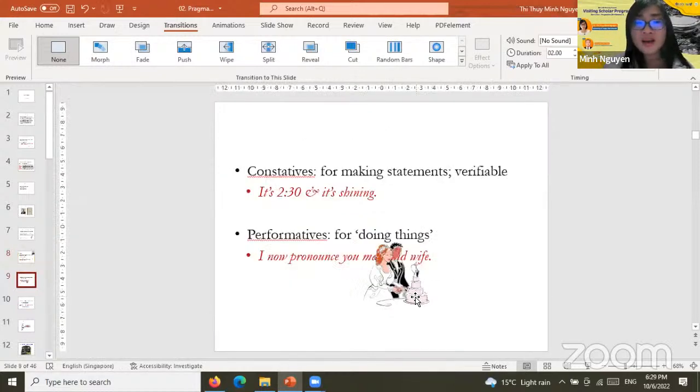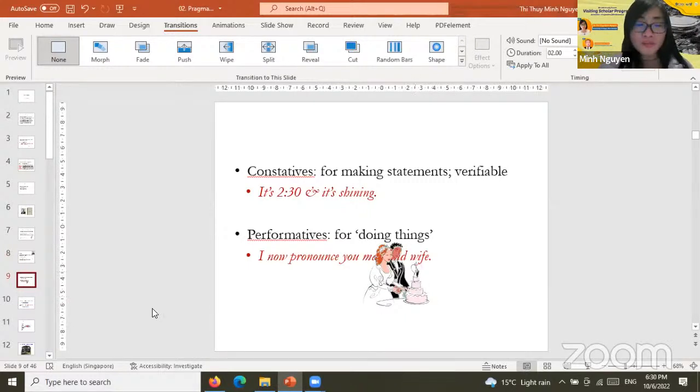And Austin tried to distinguish two kinds of statements. The kind of statements or sentences whose purpose is to make statements and to describe things are called constatives. Constatives are the kind of statements that can be verified and they're used to describe phenomena in the real world. So a sentence like it's 2:30 and it's shining is termed a constative by Austin.